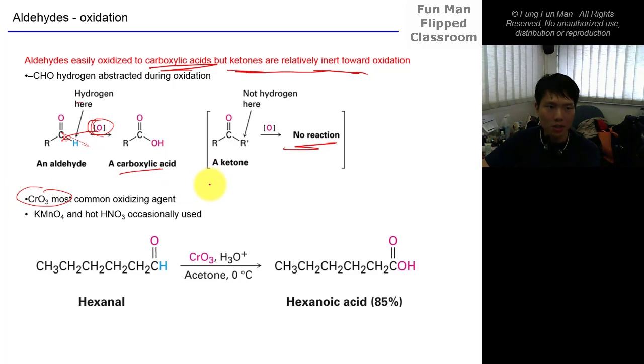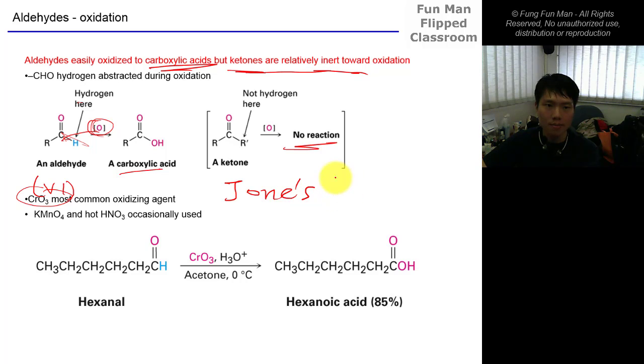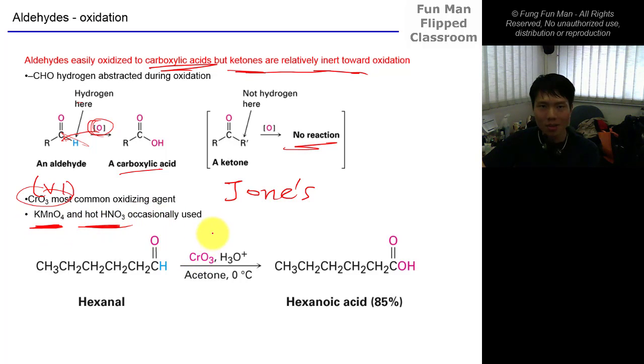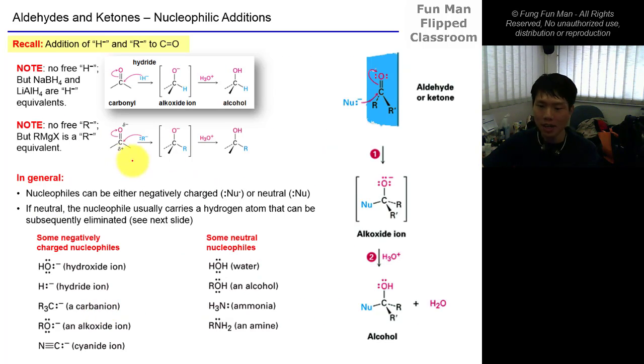Like I mentioned earlier, CrO3 is chromium(VI) oxide, because the oxidation state of chromium is +6. We can call it the Jones reagent as well. Or we can also use potassium permanganate or hot nitric acid to oxidize these into the carboxylic acid. So here this is termed Jones reagent. You get hexanoic acid in very good yield from hexanal.